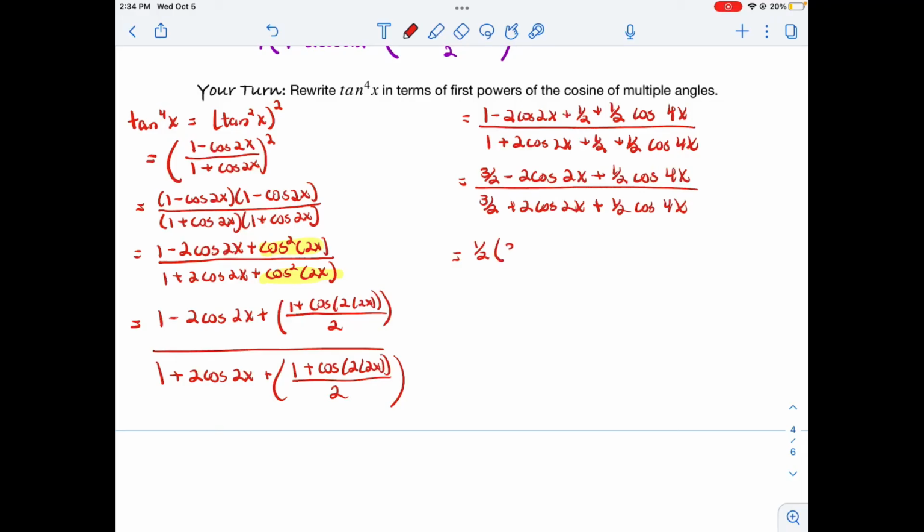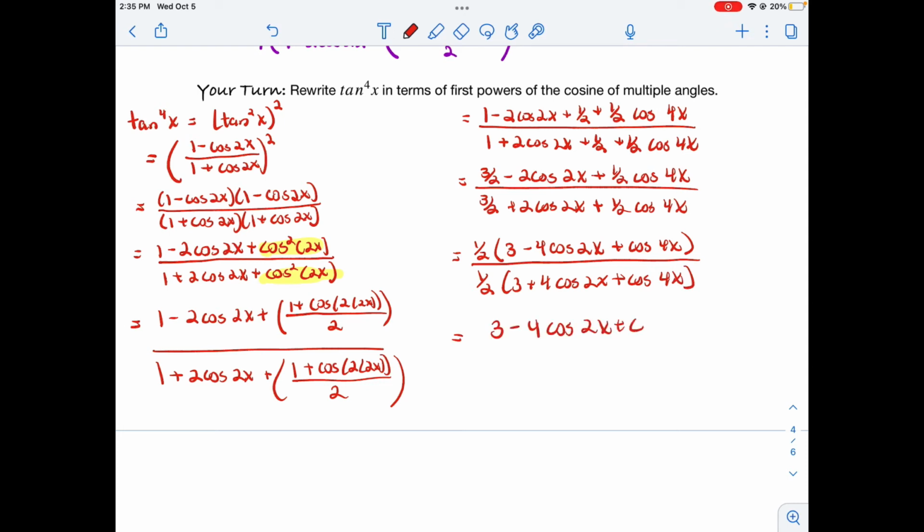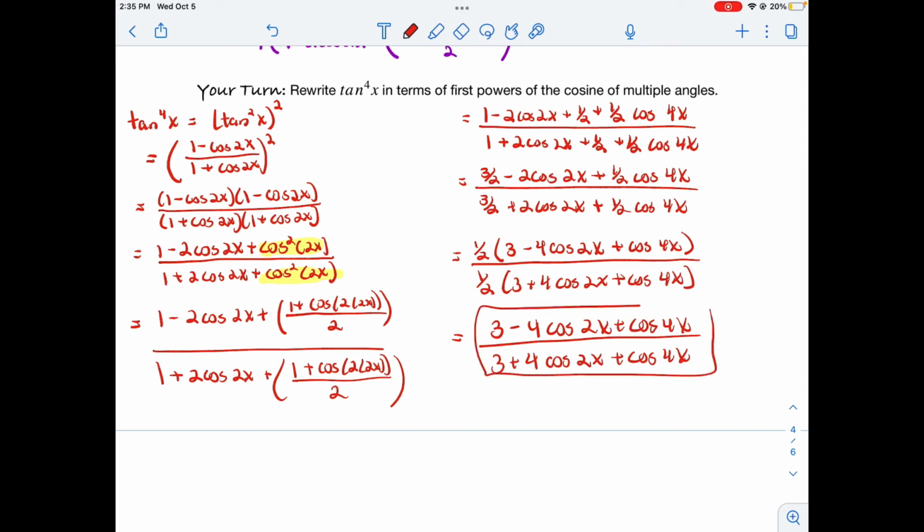Of 1/2, and that leaves us with 3 minus 4 cosine of 2x plus cosine of 4x over, take out the 1/2 here as well, and we get 3 plus 4 cosine of 2x plus cosine of 4x. So our answer is simply 3 minus 4 cosine of 2x plus cosine of 4x all over 3 plus 4 cosine of 2x plus cosine of 4x. And those are some examples of how you would use the power reducing formulas in this course.